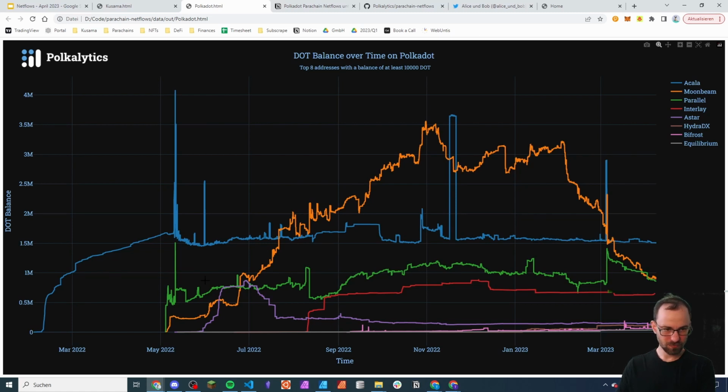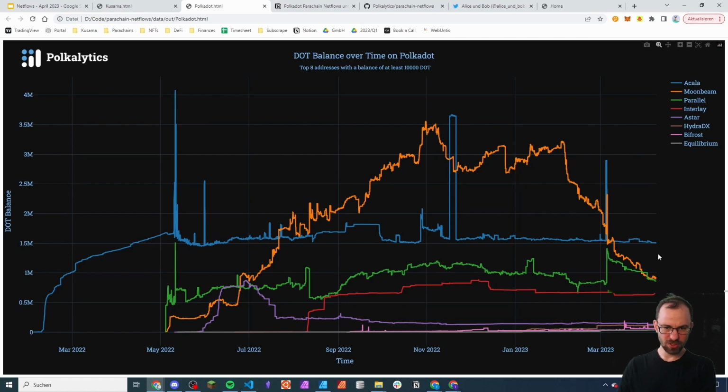Then we have Moonbeam, and I think Moonbeam has a very interesting story here. So Moonbeam has been ranging up until November of 2022 to 3.5 million DOT, and has since been ranging down to a little bit under a million DOT. So this is the biggest movement that we can see here in total.